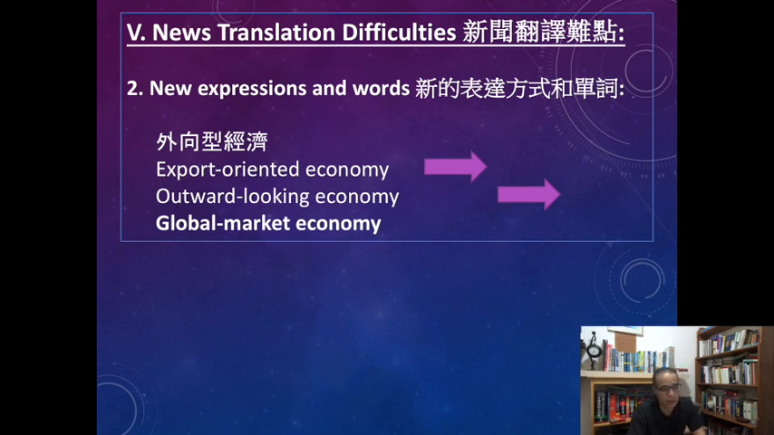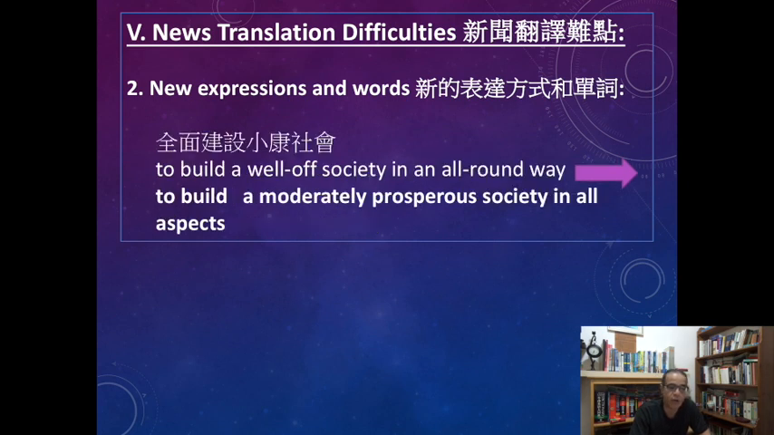The final expression, and we end our class here, 全面建设小康社会. To build a well-off society in an all-round way. This is how it was translated at the beginning. Later on it was translated as to build a moderately prosperous society in all aspects.